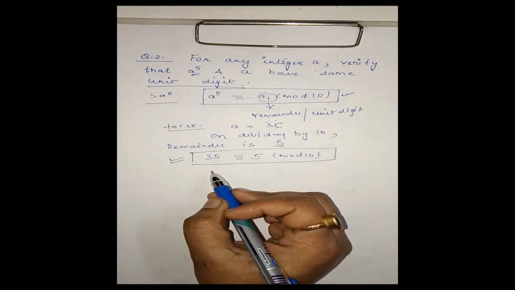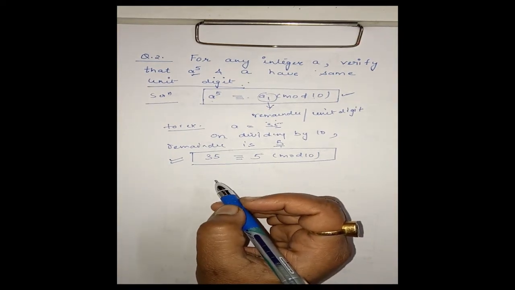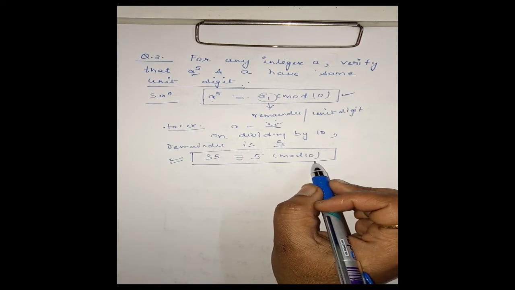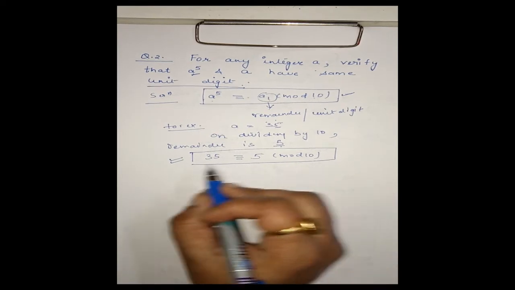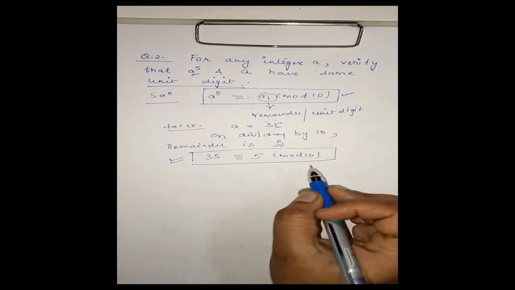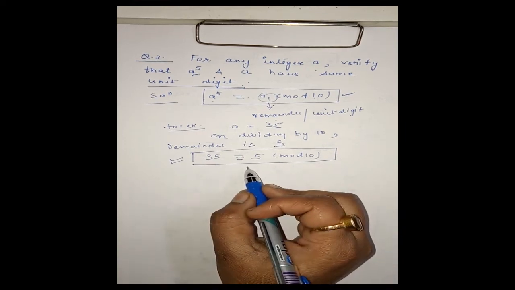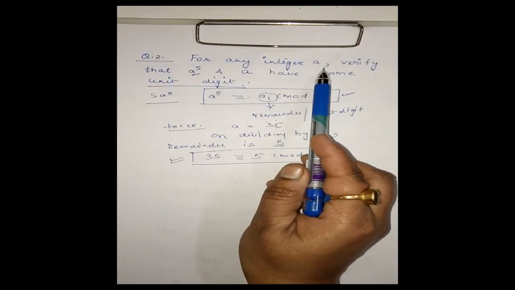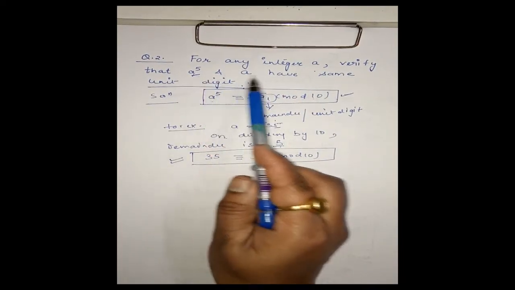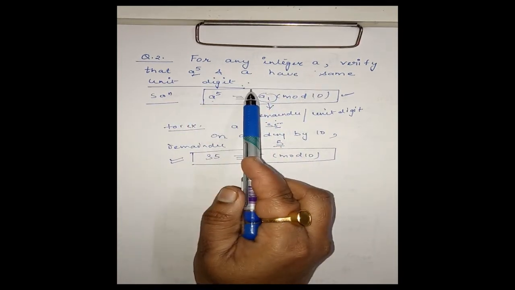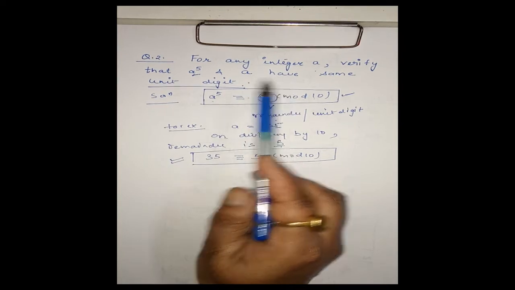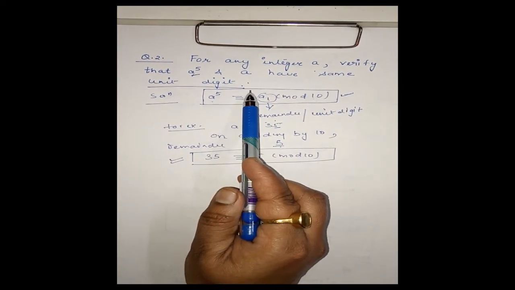Same way, if we want to find the last two digits, then we will divide that number by 100. And if we want to find the last three digits, we have to divide the number by 1000 and the remainder will be the last three digits. Now in this particular question, we have to prove that for any integer a, a power 5 and a have the same unit digit. Same unit digit means same remainder on dividing by 10. We have to prove this.